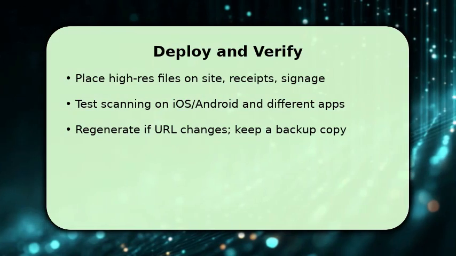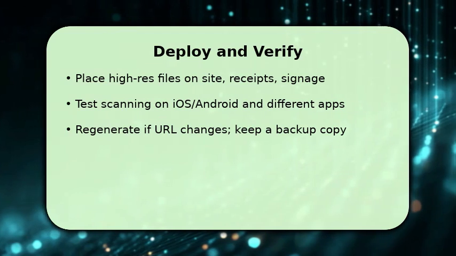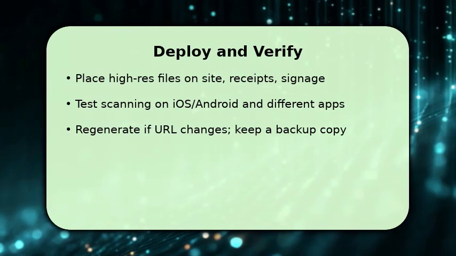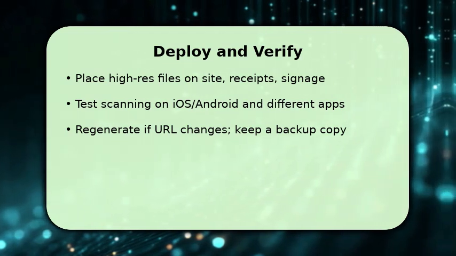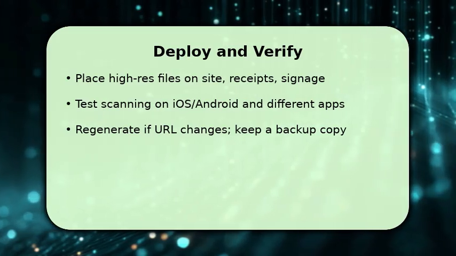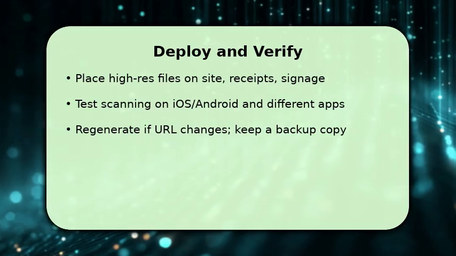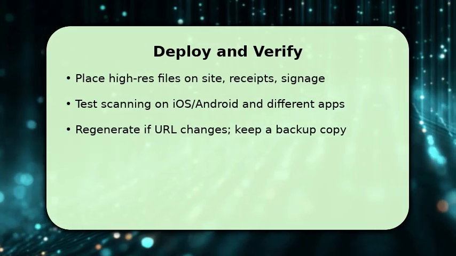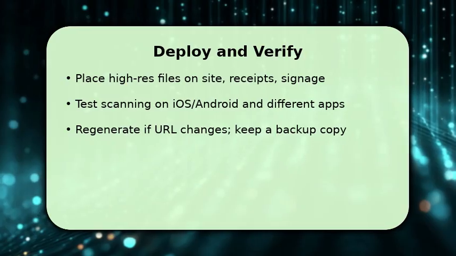Finish by deploying the QR in the places customers will use it: product pages, checkout receipts, printed signage. Once done, scan it yourself with an iOS camera and an Android device and try a generic scanner app to ensure consistent behavior. Make sure the link opens in a mobile-friendly page.